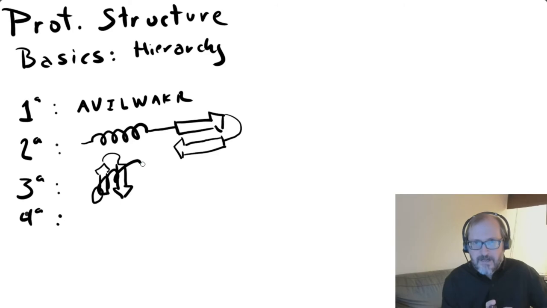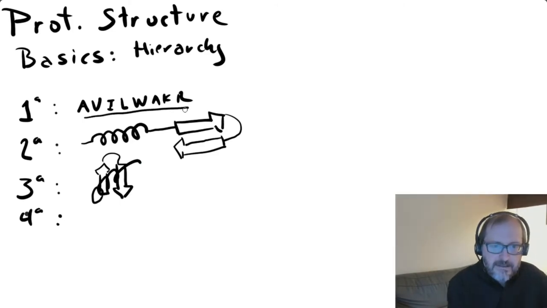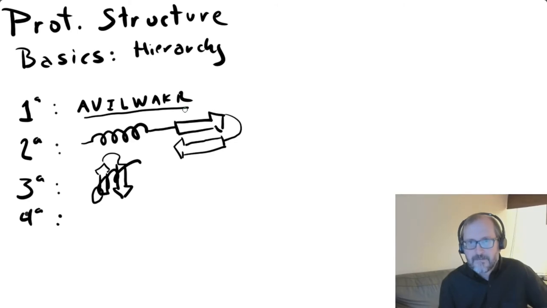But we're still at the monomer level. When I say monomer, I mean that we have one continuous polypeptide. All the amino acids are covalently bonded sequentially in a strand from N to C.